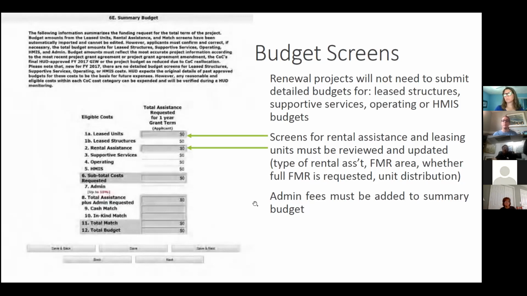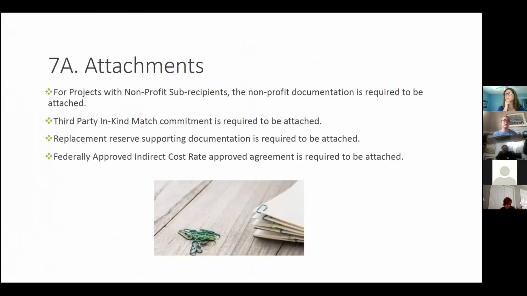Miles, can I interrupt for a second? Let's say you do decide to go to indirect, and you could go up to 10%, but you normally have 7%. You have to actually take dollars out of some other line item in order for the total to be the same as it was in the GIW. Am I correct?